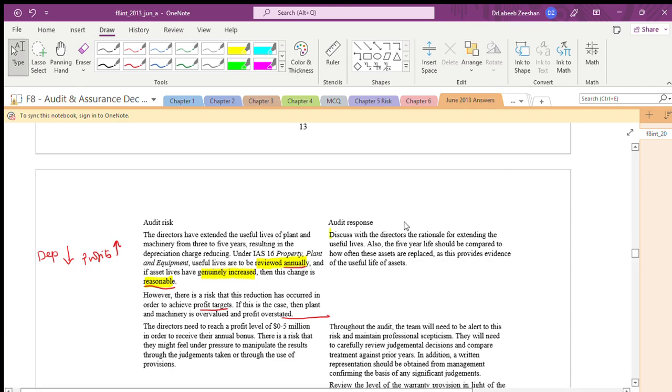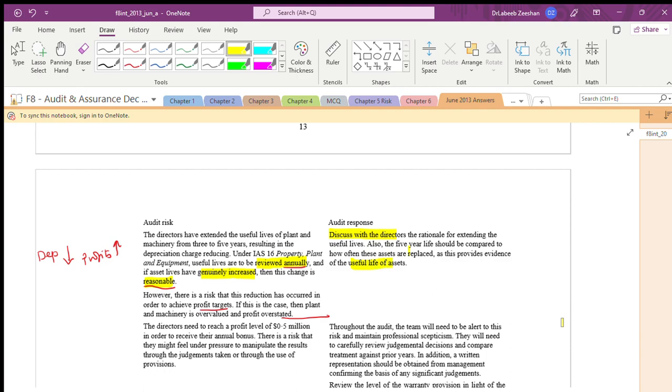Discuss with the directors the rationale for extending the useful life. Also, the 5-year life should be compared to how often the assets are replaced. That means you have to discuss with the directors what the reasons are behind changing the useful life. Definitely, every asset will have a useful life, and we cannot simply extend 3 years to 5. And this provides evidence of the useful life.